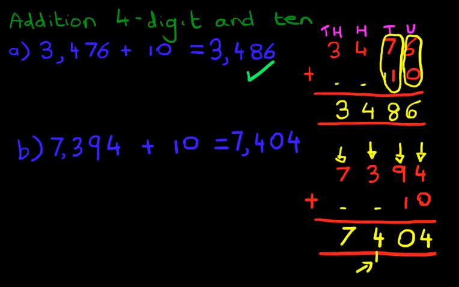7,404. So 7,394 plus 10 is 7,404. That is correct. And that, in a nutshell, is how we do addition of 4-digit numbers and 10 using the vertical format.